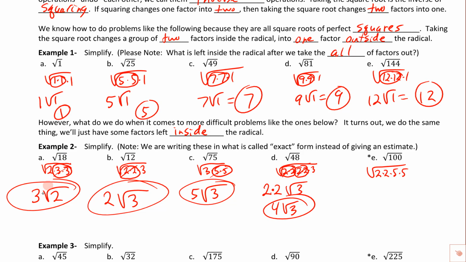So the exact answer to radical 18 is 3 radical 2. The exact answer to radical 12 is 2 radical 3. The exact answer to radical 75 is 5 radical 3. And the exact answer to radical 48 is 4 radical 3.